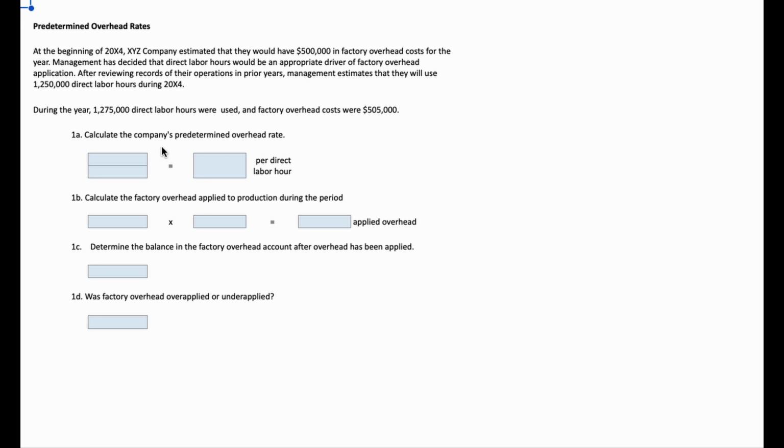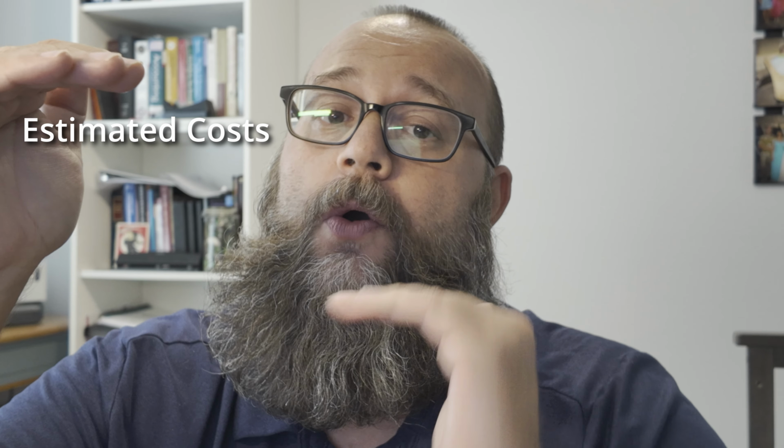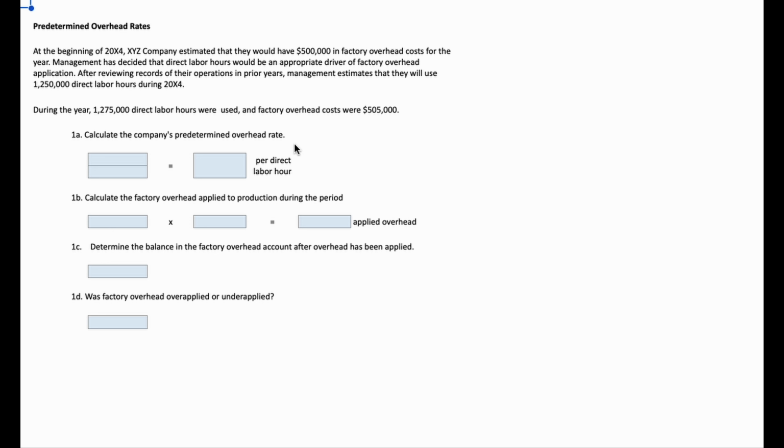First thing we're going to do is calculate the company's predetermined overhead rate. Now, whenever you work on these, if you get turned around, remember that a predetermined overhead rate is an estimate. So we're always going to want to take estimated costs over estimated driver. In this case, the problem told us that our driver is going to be direct labor hours.